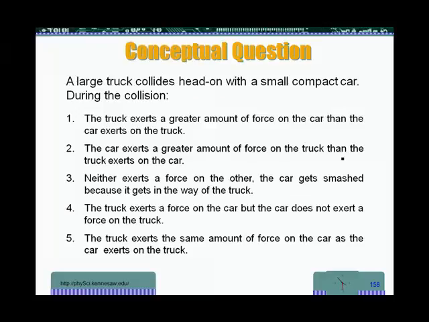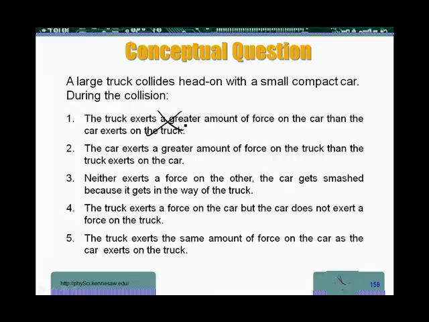Okay, let's see. A large truck collides head-on with a small compact car. During the collision, let's read these answers. The truck exerts a greater amount of force on the car than the car exerts on the truck. That cannot be true. That's against what Newton's third law of motion says. It says that the action and reaction should be equal to each other. Okay, so that one is wrong.